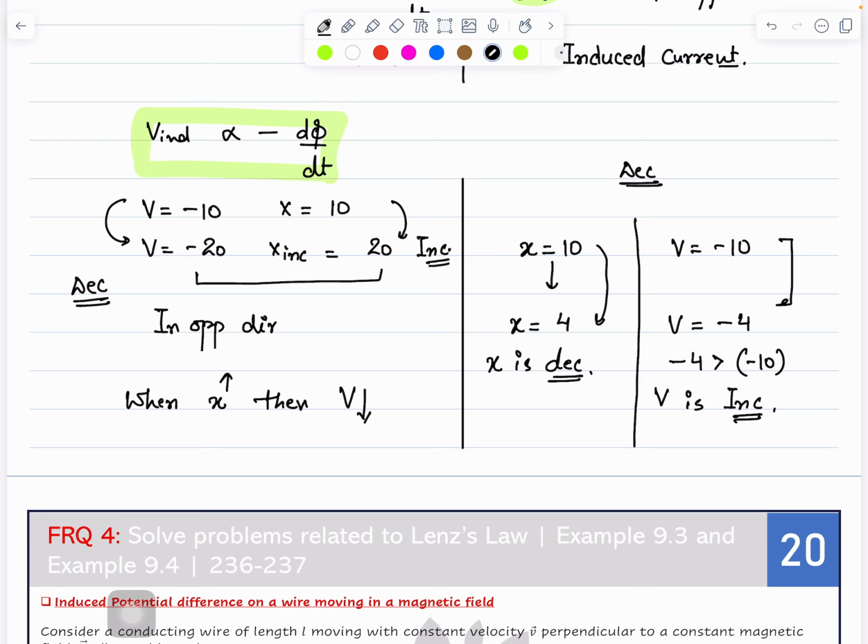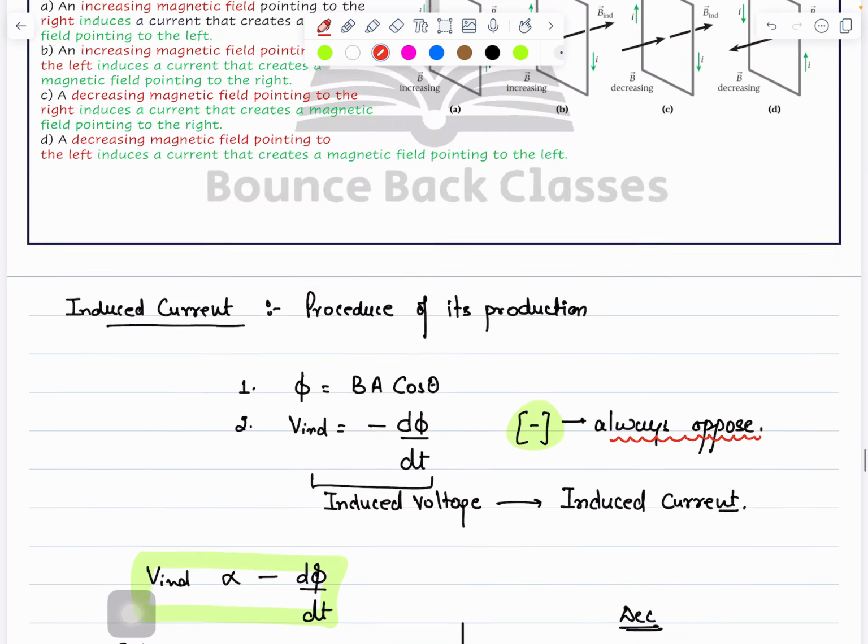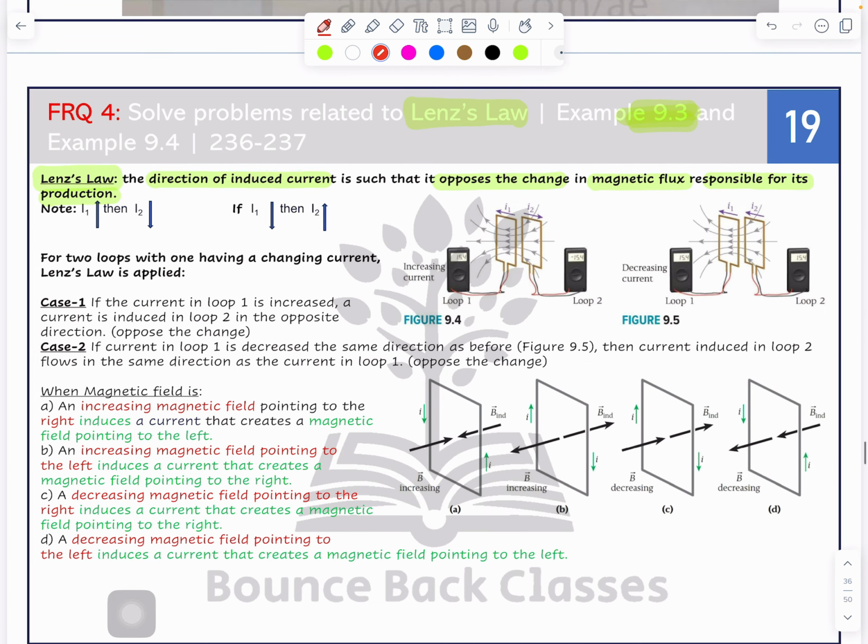Do you understand this? Whenever x, the magnetic field or the magnetic flux, whatever you can say, is trying to increase, then the voltage will decline. But whenever x is reducing, then the voltage increases. So do you understand now that it will always oppose? That's why the word always oppose. Clear, guys? Okay. Now one by one we will learn all these things.